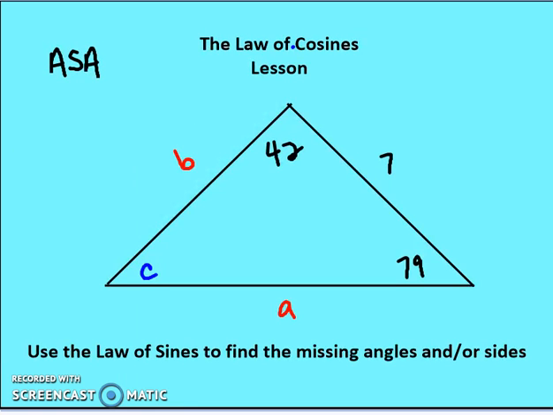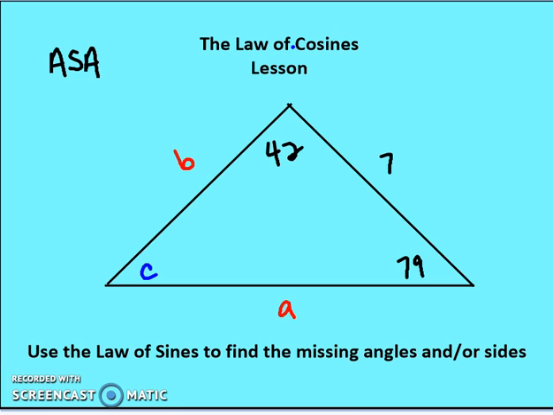Let's take a look at an angle, side, angle triangle, where you're given 2 angles and an included side. Use the law of sines to find the missing angle and or sides. I'm going to pause here for a moment while you figure this out. This is a little bit of review. You're going to use the law of sines, not the law of cosines yet. We're trying to figure out whether you can use the law of sines or cosines for each identified triangle based on what you're given.